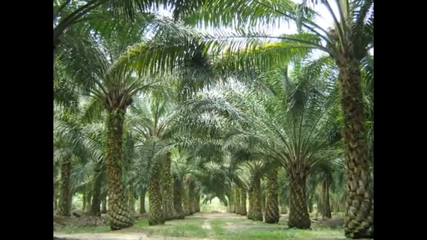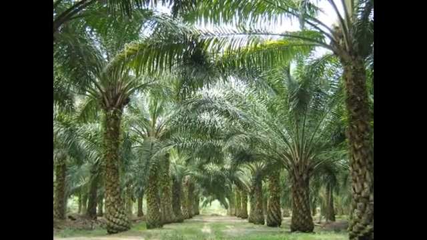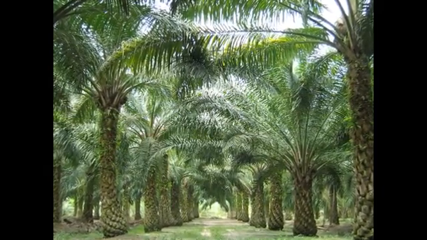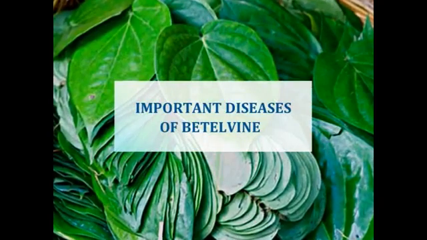Next, coming to the oil palm. Oil palm is recognized as the highest and cheapest oil yielding crop. The major diseases causing serious economic losses are oil palm wilt, bacterial bud rot, Ganoderma bud rot, and Pestalotiopsis leaf spot. The present topic will discuss the symptoms and management of the important diseases of betel vine, mulberry and oil palm. So first of all, let's discuss some of the important diseases of betel vine.